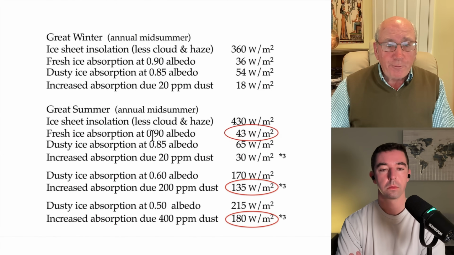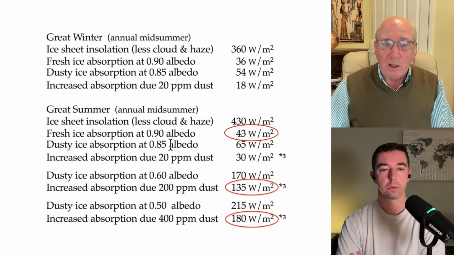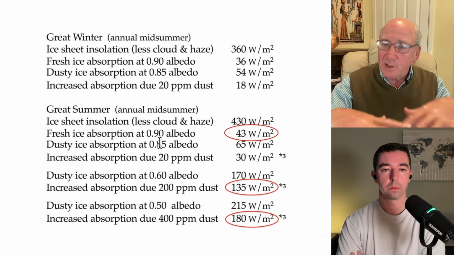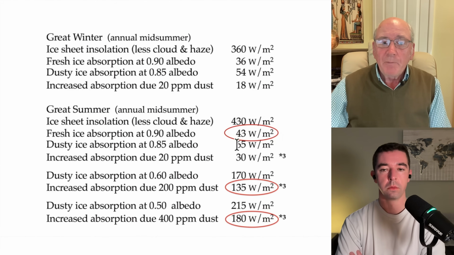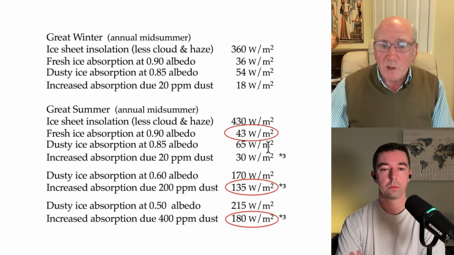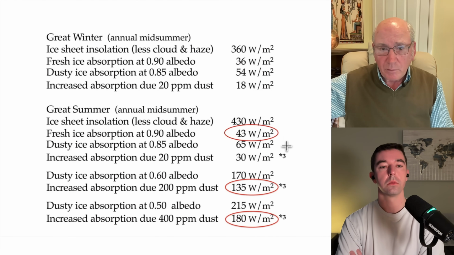So fresh snow, if we had 0.85 albedo, we saw the albedo chart before. If the ice in the Laurentide ice sheet was 0.85 albedo, we would get 65 watts per square meter reflected back.